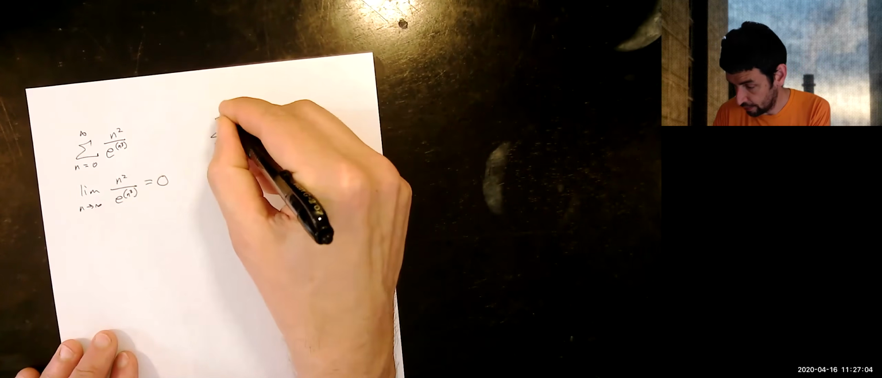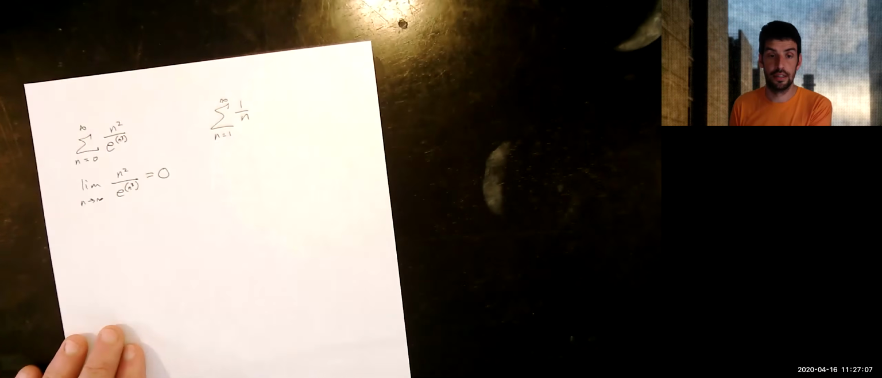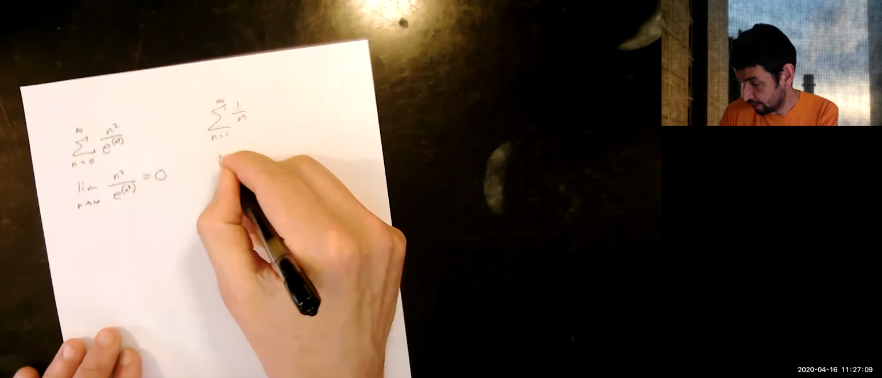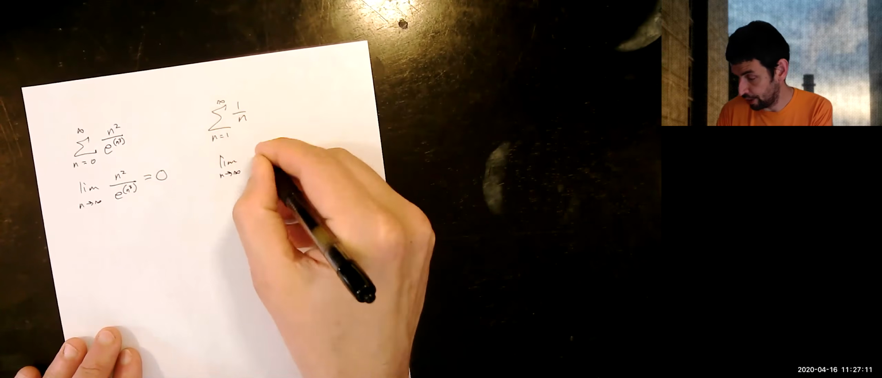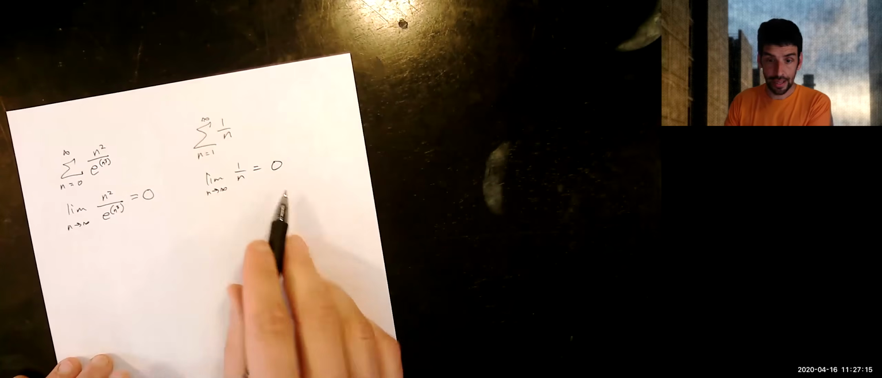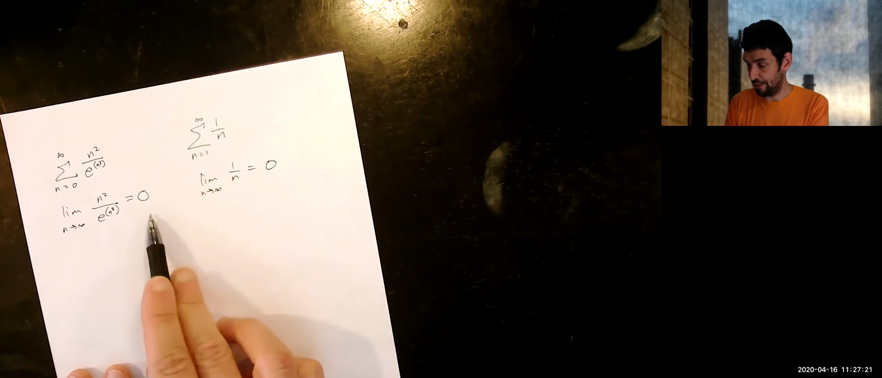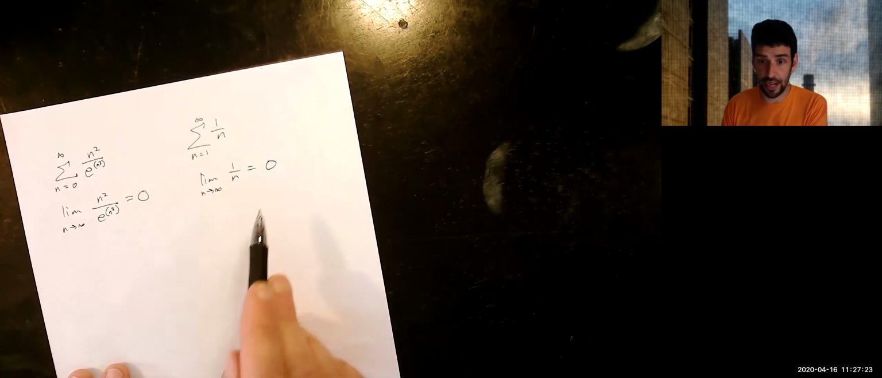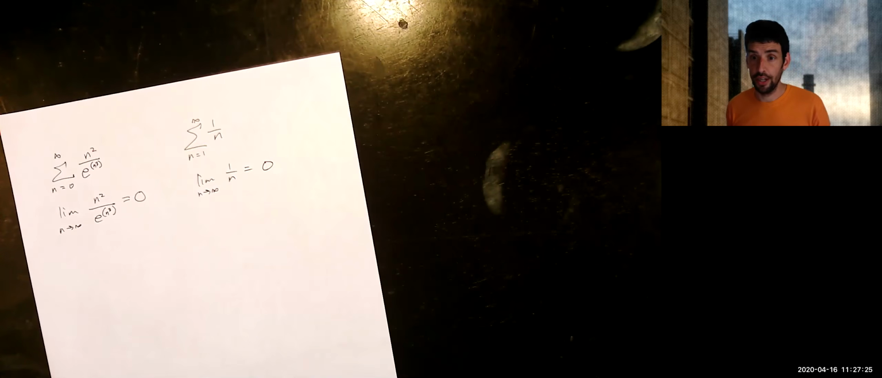And let's look at this series. The limit as n goes to infinity of 1 over n is a simple one, is also 0. Okay? The test for divergence tells us nothing about either of these. The fact that the terms go to 0 does not mean it converges, right? Not being 0 means it diverges. The limit of the terms of the sequence being 0 doesn't imply it converges.